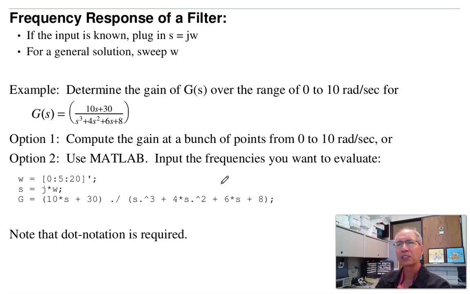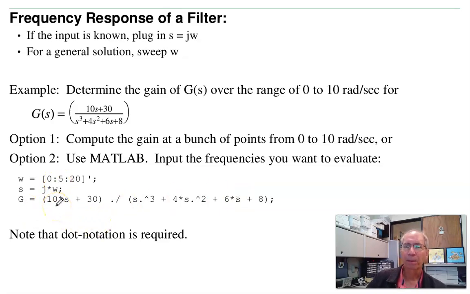A second way to do analysis is to do a Bode plot. Now this kind of says, suppose I don't know what the input is, I just know the range, like some sine wave between 0 and 10 radians per second. Find the gain at those frequencies. So here in MATLAB what I do is I just pick a vector, say going from 0 to 20 radians per second, steps every 5. S is j omega. The gain is the way you type it. It's 10s plus 30 over s cubed plus 4s squared plus 6s plus 8. That's the gain at each of these points.